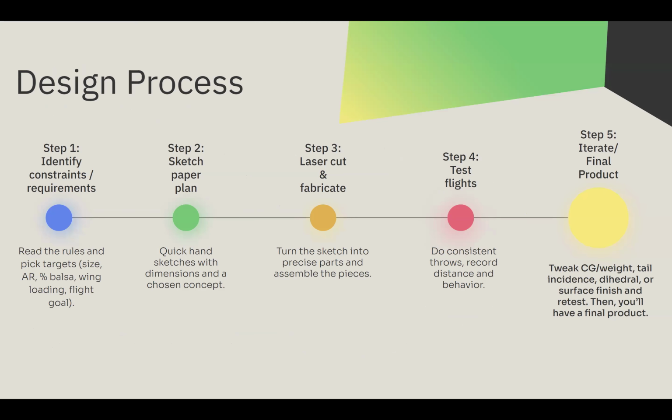Our design process followed five main steps. First, we identified constraints and requirements. This helped us choose targets for wing size, aspect ratio, and allowable weight. Second, we made quick paper sketches with approximate dimensions and a concept layout. Third, we laser cut the parts and assembled a glider from balsa wood. Fourth, we conducted multiple test flights to evaluate stability and distance. And finally, we iterated, adjusting the center of gravity, the center of mass, wing alignment, and tail sizing to improve performance.